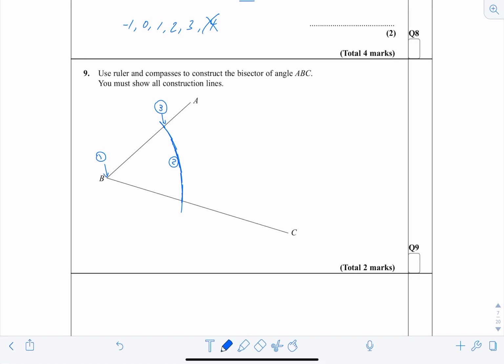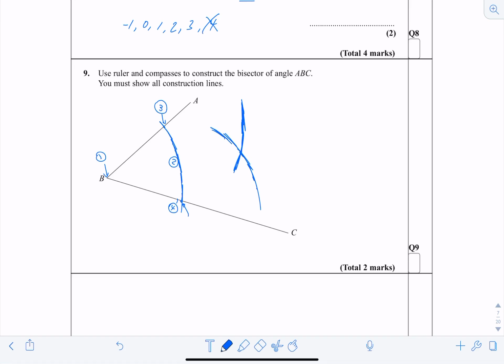See if I can get this quite right. About like that. Oops. Something like that. And then I'm going to do the same. I'm going to put the number 4, I'm going to put the compass point there, and I'm going to do the same thing. Get kind of like an arc, a little bit of an arc there.